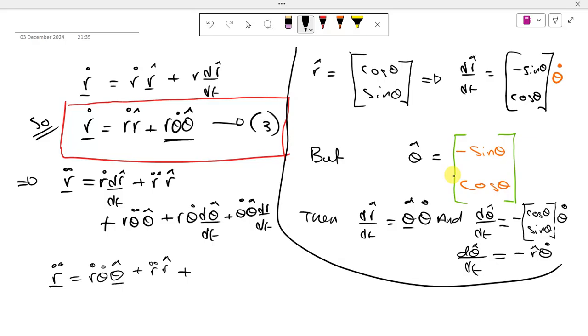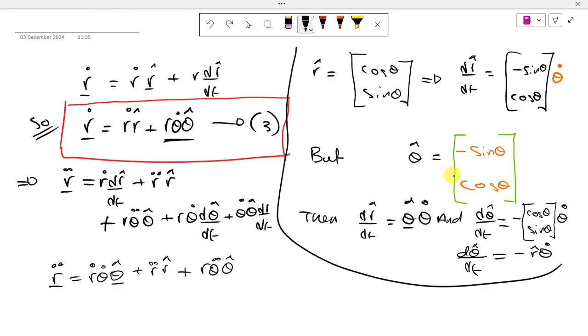Plus r theta double dot theta hat. R theta double dot theta hat. I'm going to check my notes to make sure that I haven't made any mistakes, and so far it looks okay. And then we have to deal with this component here, so I'll just delete that so it doesn't look too untidy.